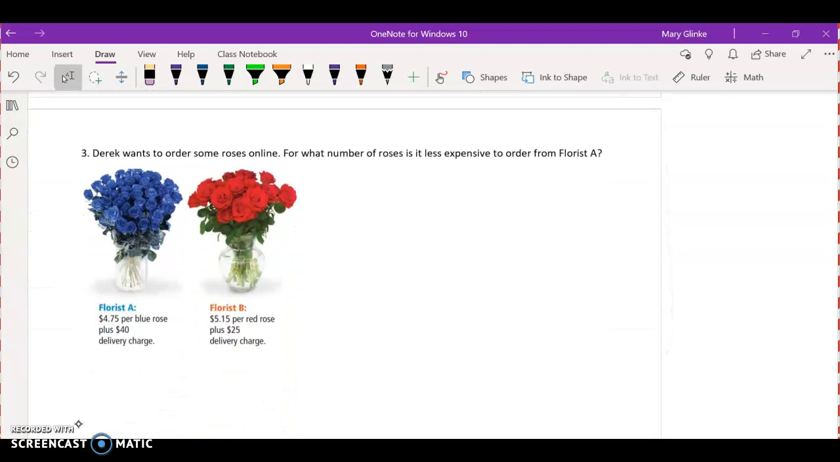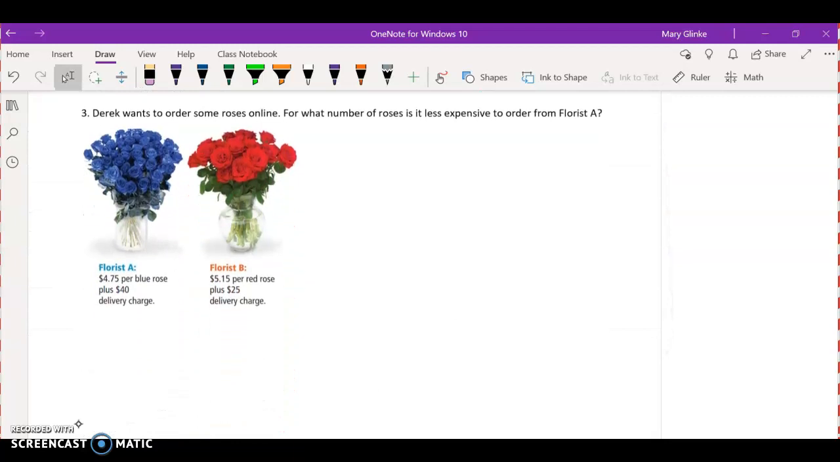The last thing we're going to do is we're going to compare a word problem here. So we're going to order some roses online. We want it to be less expensive to order from florist A, which means we want the cost in florist A to be smaller than the cost for florist B. Now for both of these, I'm seeing that there's an amount per rose. So what I'm going to do is I'm going to say R is going to be the number of roses.